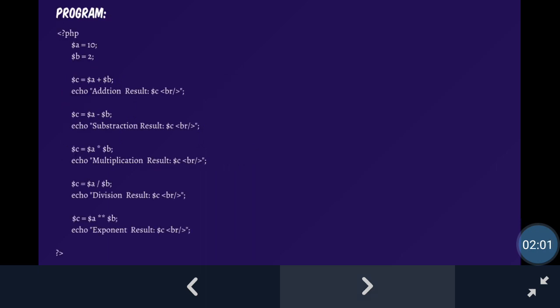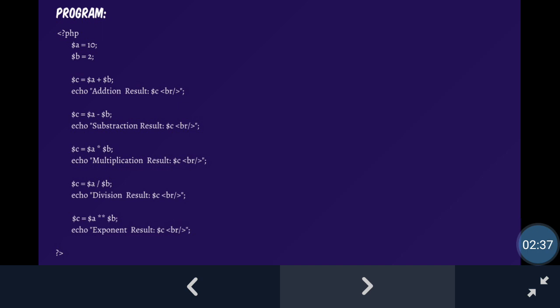Here is a very simple program. What we have done here is, I have taken two variables, $A and $B, and assigned values to them, which is $A is equal to 10 and $B is equal to 2. Later, we are performing various operations on these variables by making use of arithmetic operators, such as the first one, which is addition. So I have $A plus $B. The result is stored in $C. So for that purpose, it is written on the screen, $C is equal to $A plus $B, the addition result is stored in $C.